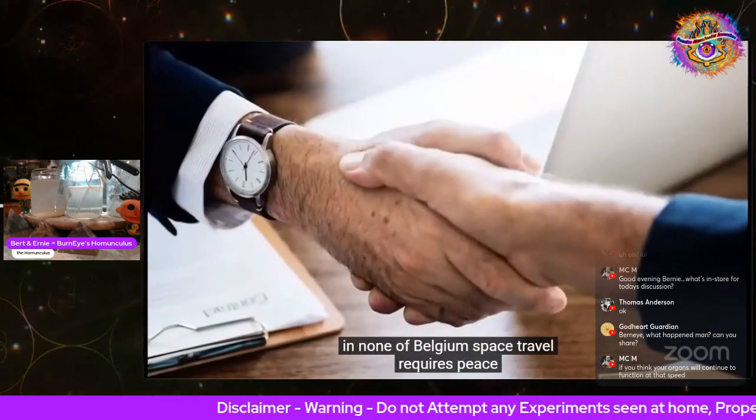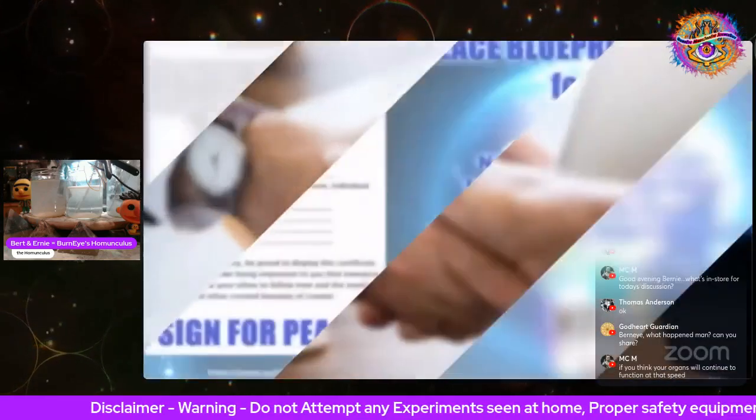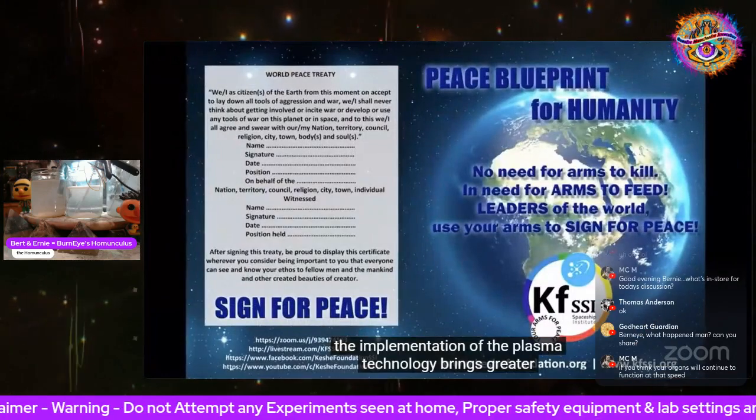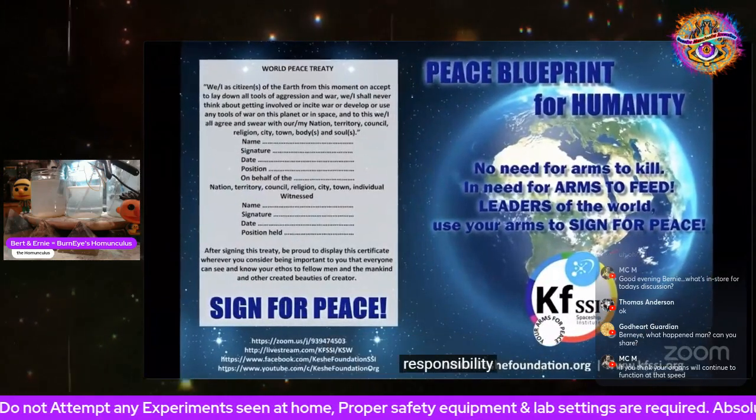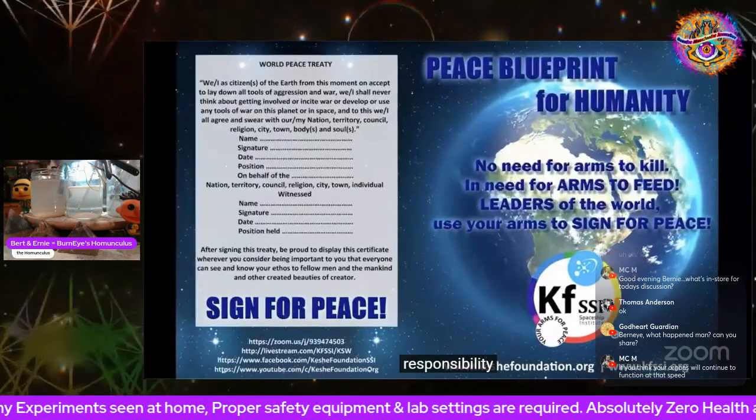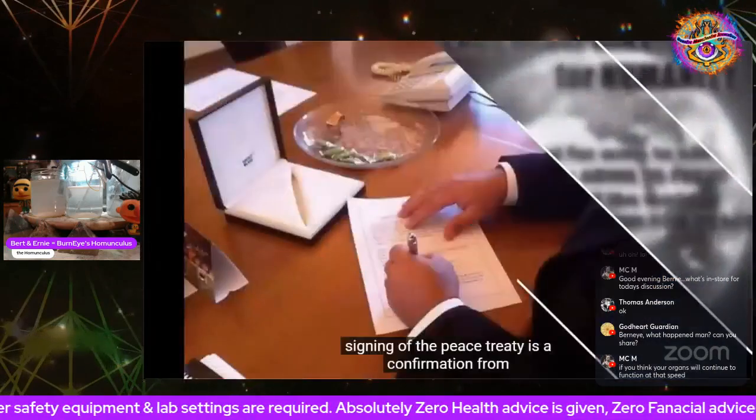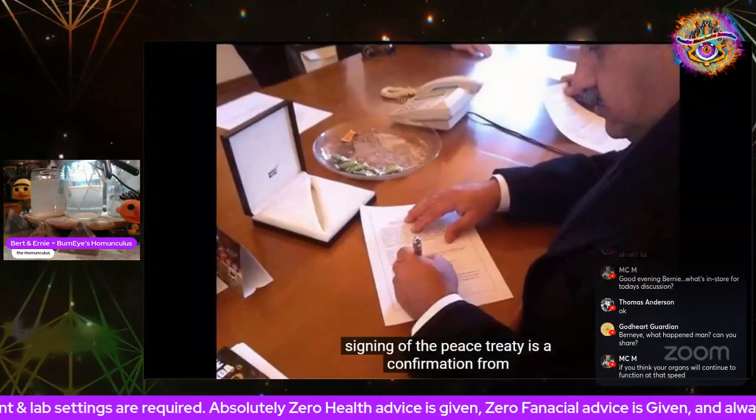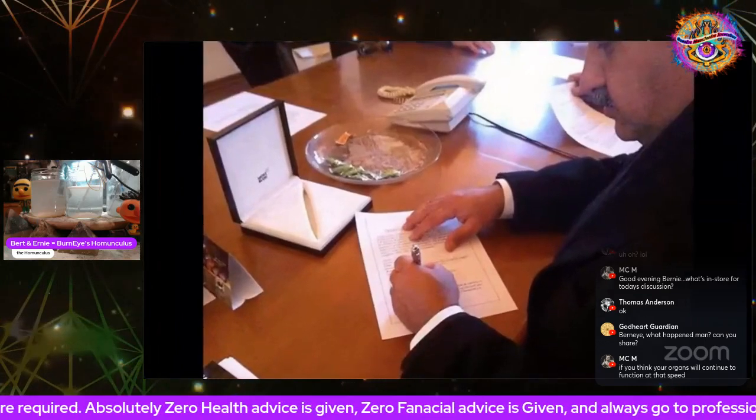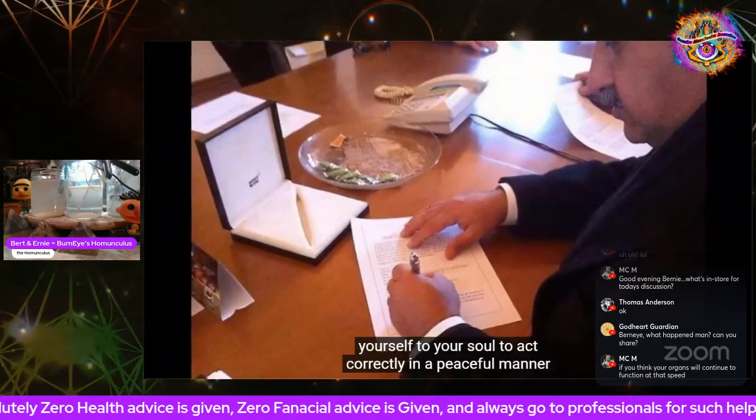Space travel requires peace. The implementation of the plasma technology brings greater responsibility. In 2013, Mr. Keshe brought forward the World Peace Treaty. Signing of the Peace Treaty is a confirmation from yourself to your soul to act correctly in a peaceful manner.